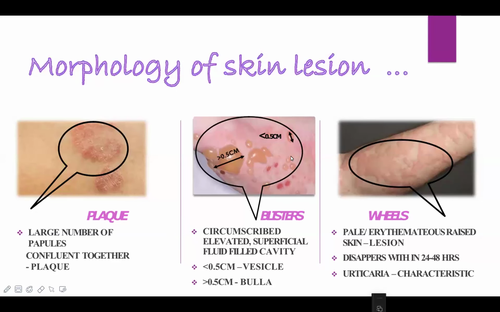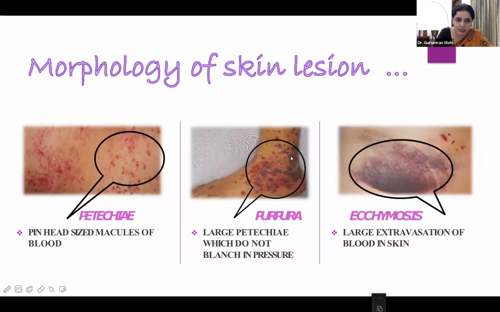Those more than 0.5 centimeters are the bulla. Wheals, particularly, are seen in urticaria. These are the erythematous raised skin lesions, and they disappear within 24 to 48 hours.